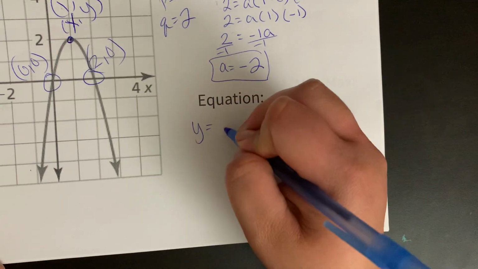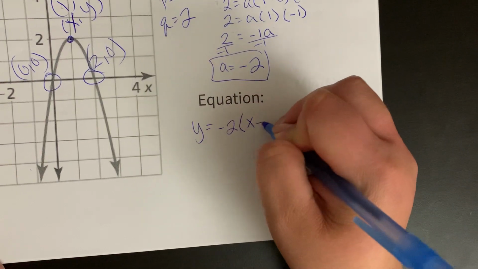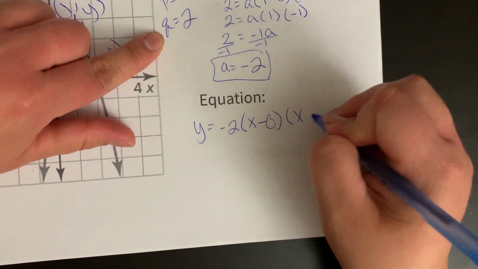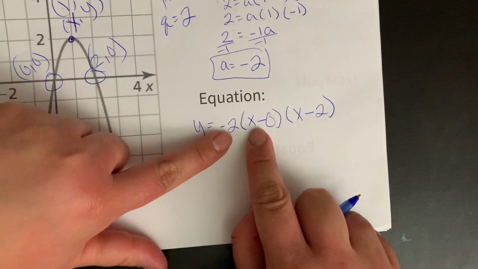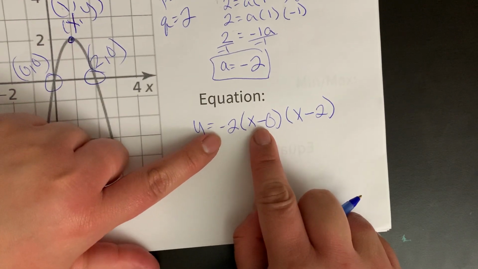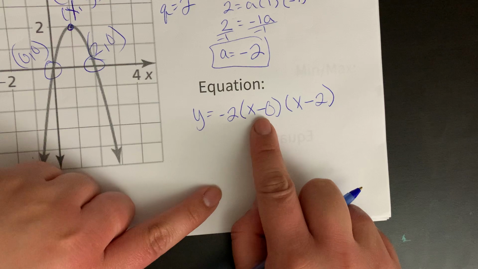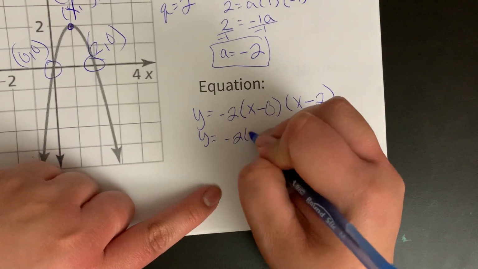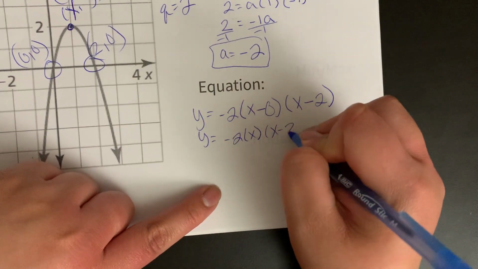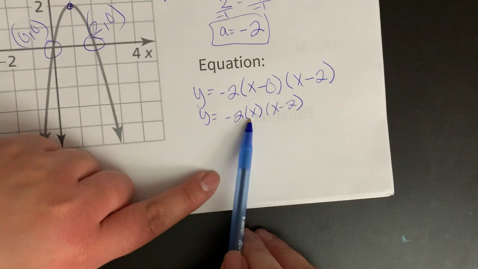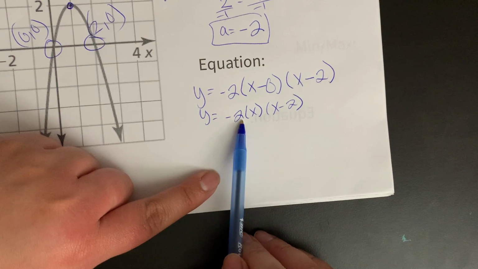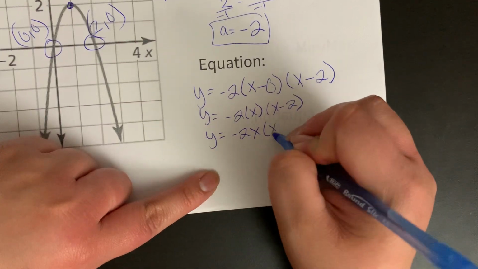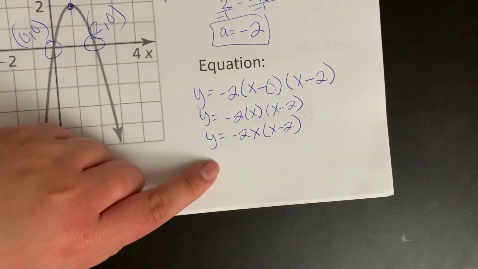So y equals negative 2 x minus, remember my first one was 0, and then I have x minus 2. Because this is x minus 0, do I really need the 0? No. So y equals negative 2 times x minus 2. And then again, I don't really need the parentheses anymore, right? Negative 2 times x is just going to be negative 2x times x minus 2. Now it's simplified a lot better, right?